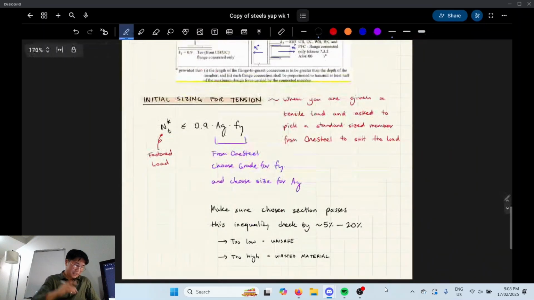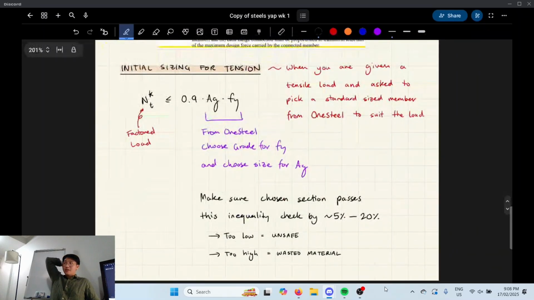So we'll talk about initial sizing in the question, but essentially we have to guess and iterate on what our best starting section is going to be. There's going to be a set amount of external load, and then we have to pick the best section to take on that load from one steel. That's the question we're going to be given.